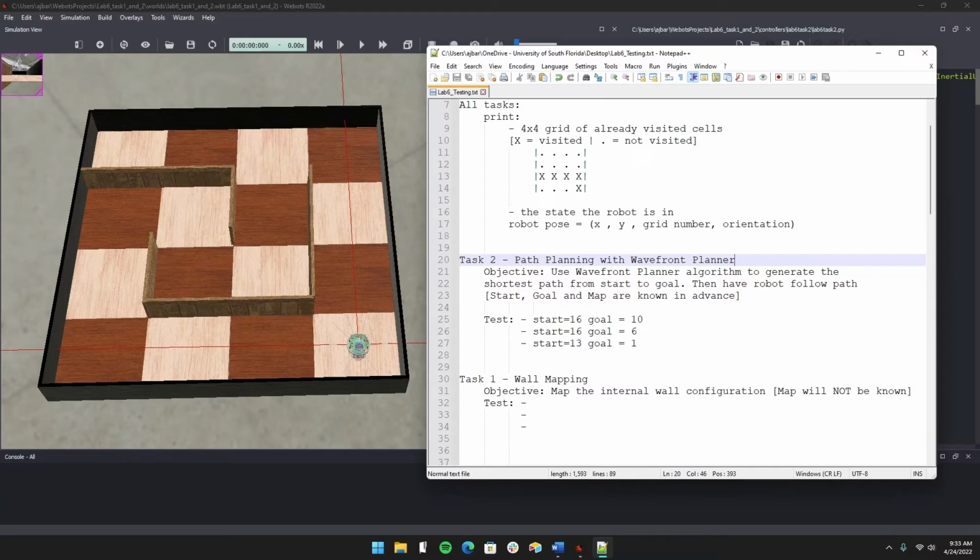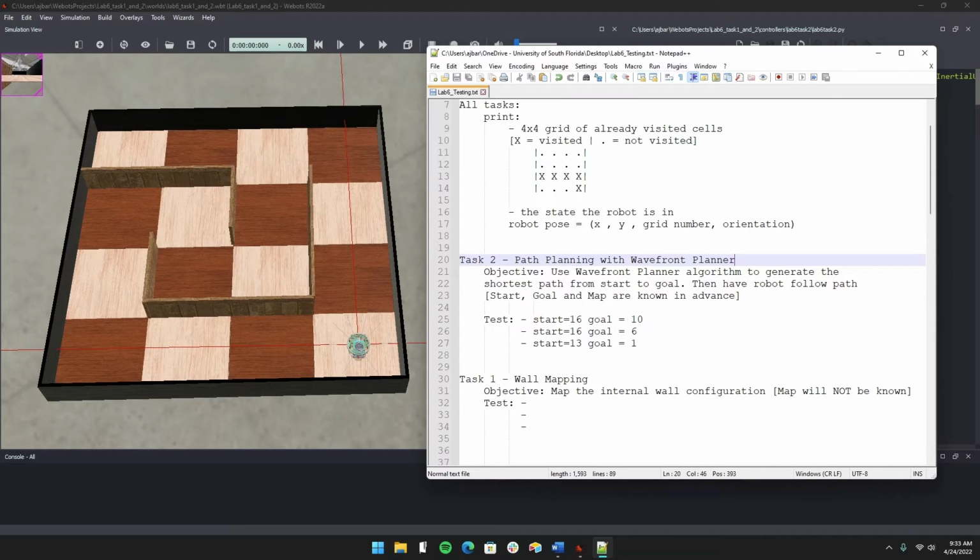For task 2, we start with a known grid, so for the map, we already know where all of the free space and walls are ahead of time. And instead of traveling every cell in the grid, we're just gonna go from a start cell to a goal cell. The objective is to use the wavefront planning algorithm to develop a path for the robot to travel before sending it off to follow that path you generated.